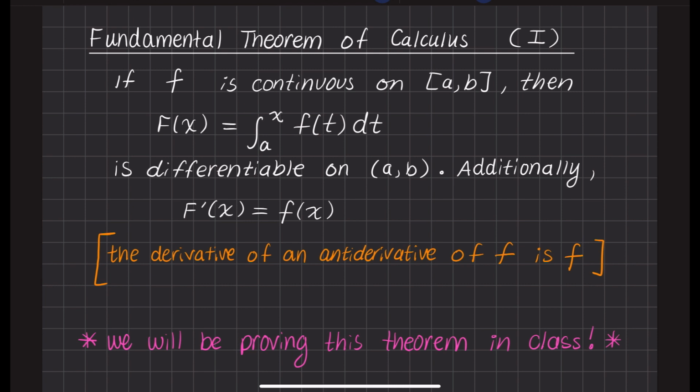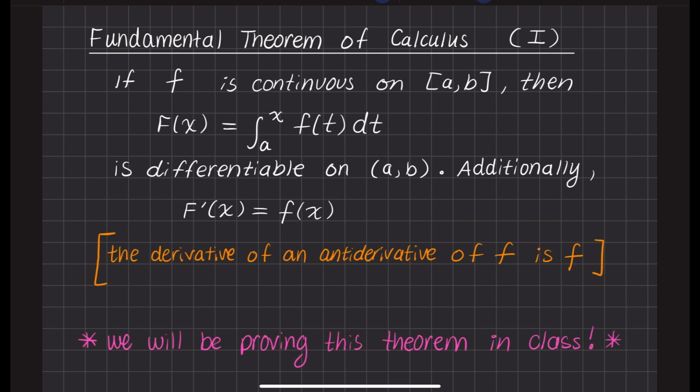And additionally, we have that the derivative of big F of x is going to be equal to our original function, f of x. Note, big F is going to be called an antiderivative of little f, and little f, like is stated here, is the derivative of big F, right? So what this theorem is essentially saying is that if we take the derivative of an antiderivative of a function, we get the function back. And we're going to end up proving this theorem and going more in depth in class.